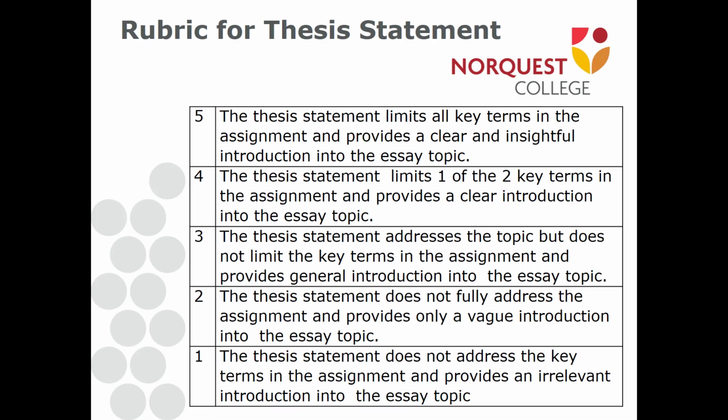So here's a rubric for a thesis statement. The thesis statement limits all key terms in the assignment and provides a clear and insightful introduction into the essay topic. That would give you a 5 out of 5. If you only limit one of the 2 key terms, or it generally gives you a clear introduction, that's a 4. If the thesis statement addresses the topic, you just talk about responsibility, but doesn't limit the key terms and just states that this is the topic, you're at a 3 out of 5. If the thesis statement does not fully address the assignment and provides only a vague introduction, then you're at a 2 out of a 5. And if the thesis statement does not address the key terms in the assignment and provides an irrelevant introduction, then you're at a 1 out of 5.